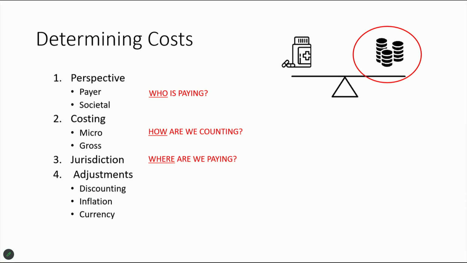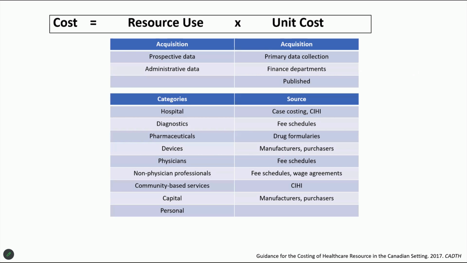Lastly, where are the costs being counted? While outcome data is typically generalizable, cost data is much more jurisdiction specific. For this reason, even within Canada, individual provinces will perform independent HTAs. You need to take caution applying foreign analyses. There are also a handful of accounting adjustments which need to be applied: discounting, inflation, and currency conversions.